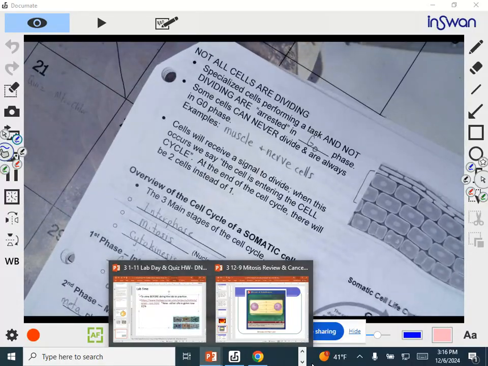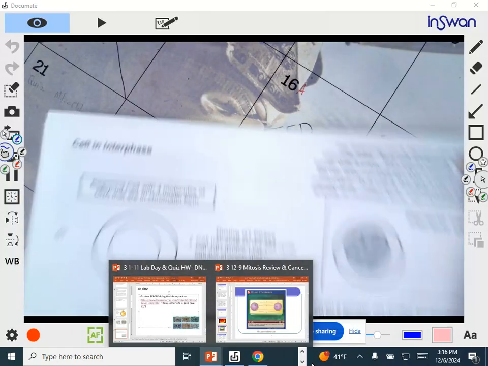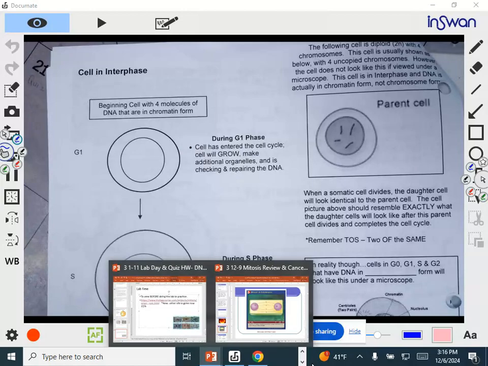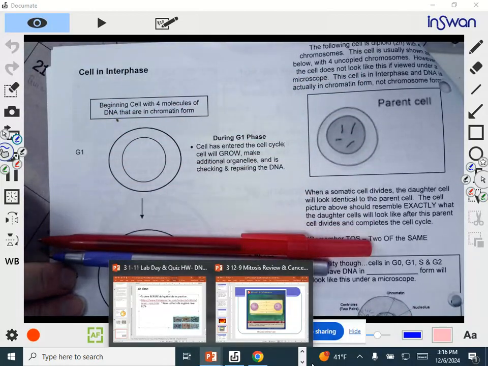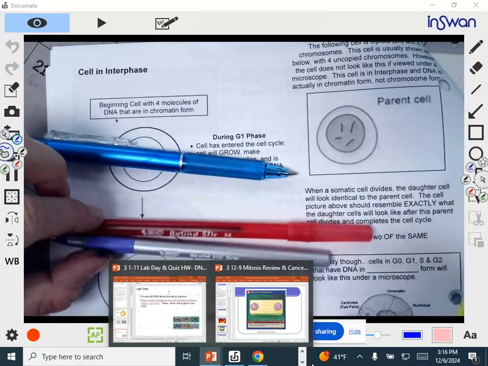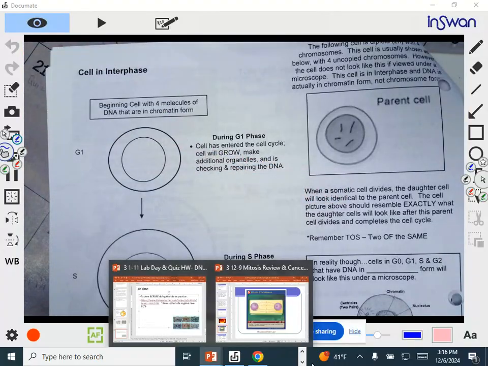Now we're going to take a look at what this looks like, and we're going to be using different colors. So if you are watching this video, you're going to definitely want to go and get 4 different colors of pens or pencils. I'm going to use blue and purple and red and just use my pencil for black. So we need 4 different colors.